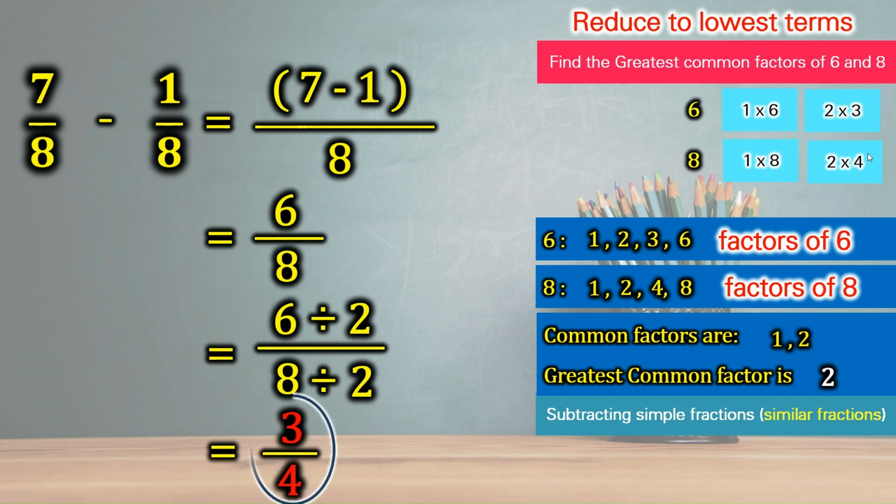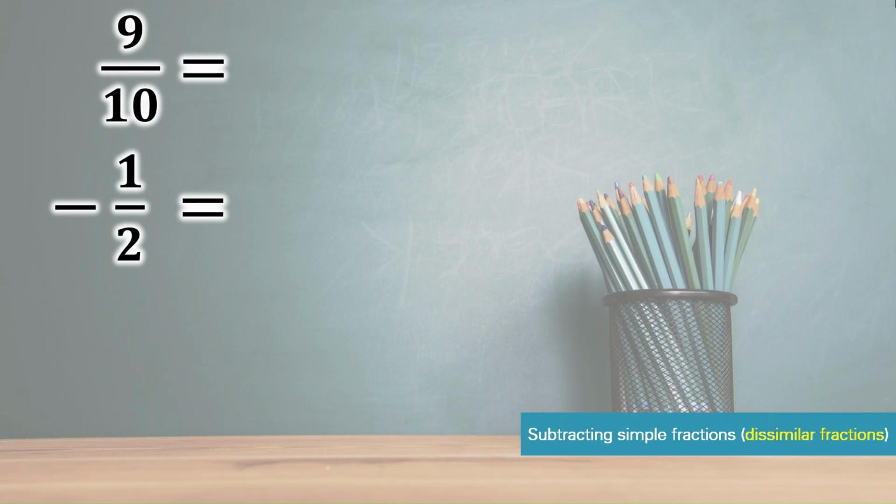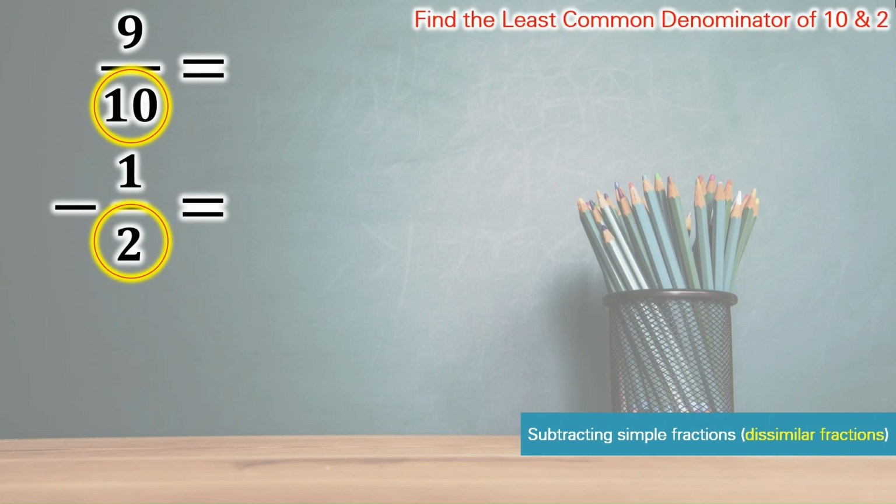Since the fraction is consecutive numbers, and we don't have common factors anymore, let's have another example subtracting simple fraction with dissimilar fractions: 9/10 minus 1/2. As we notice, we don't have the same denominators. First step is to change dissimilar fractions to similar fractions. We must find the least common denominator of 10 and 2.